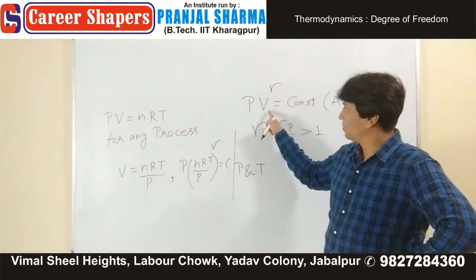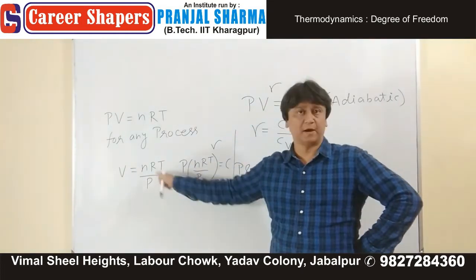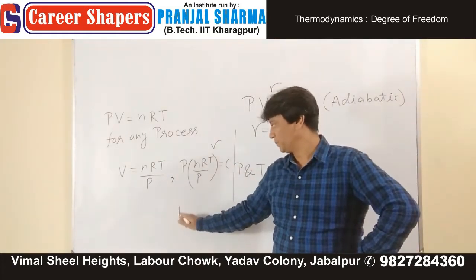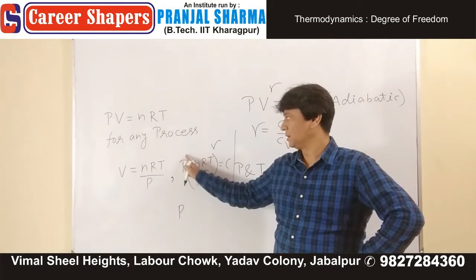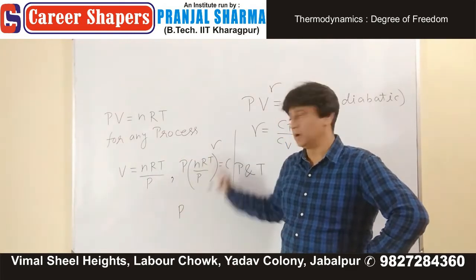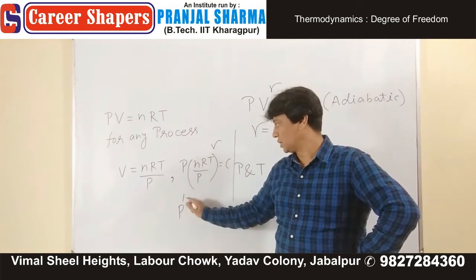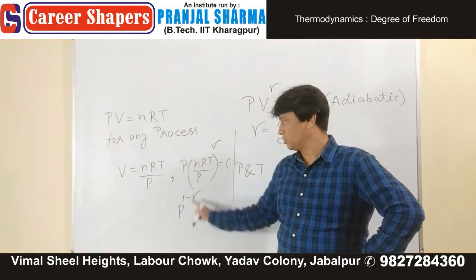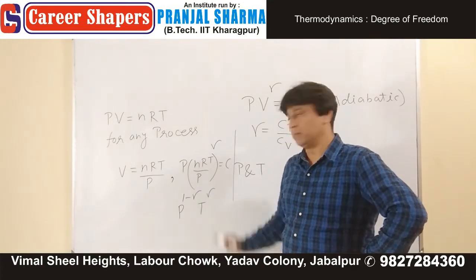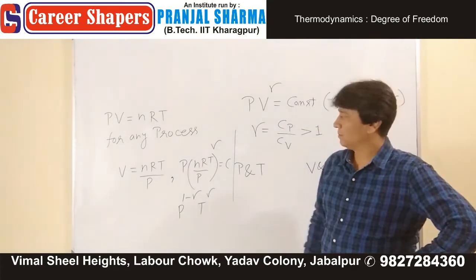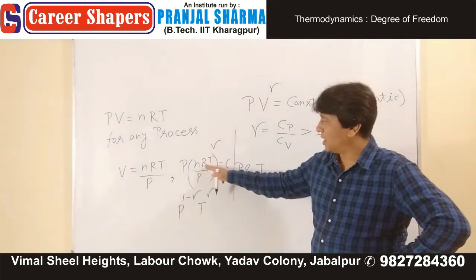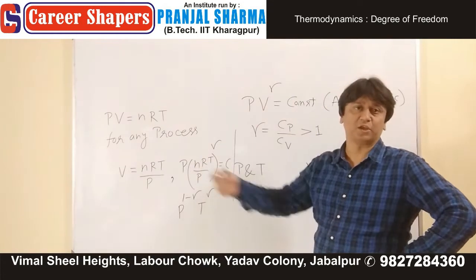P multiplied by V to the power gamma. V is nRT upon P. What is this? P to the power 1. This is P to the power gamma, which becomes what? P to the power 1 minus gamma, T gamma. Now, this is n to the power gamma, R to the power gamma. Everything is what? A constant.